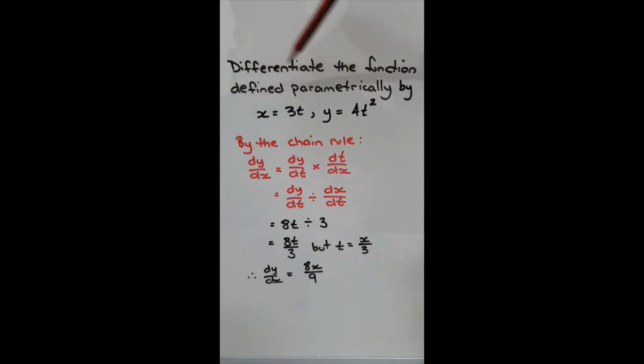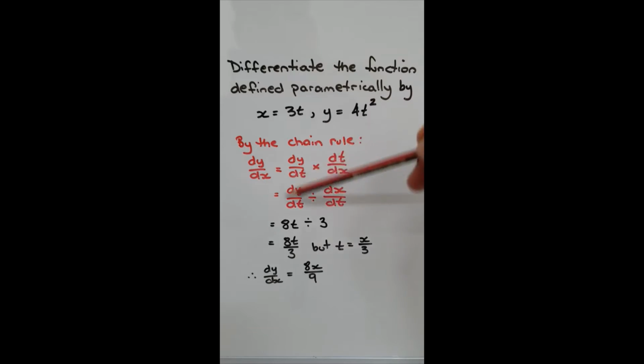Differentiate the function defined parametrically by x equals 3t and y equals 4t squared. Now because x and y are defined in terms of a third variable t, we can apply the chain rule. dy/dx is equal to dy/dt multiplied by dt/dx. But we really want dx/dt because x is in terms of t and not the other way around. So we can rearrange the chain rule so that it's dy/dt divided by dx/dt. So the multiplication symbol turns into a division symbol, and we just flip the dt/dx so it becomes dx/dt.